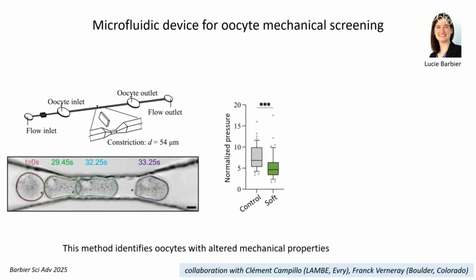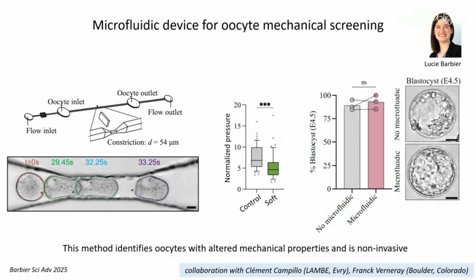She could show that this method identifies oocytes with altered mechanical properties by comparing control and soft engineered oocytes. And she could show that it is non-invasive because if you pass zygotes in this chip, they are going to develop normally up to the blastocyst stage. So of course, we would need more experiment to show that it is non-invasive, but we would like also to scale up this device for human oocyte.